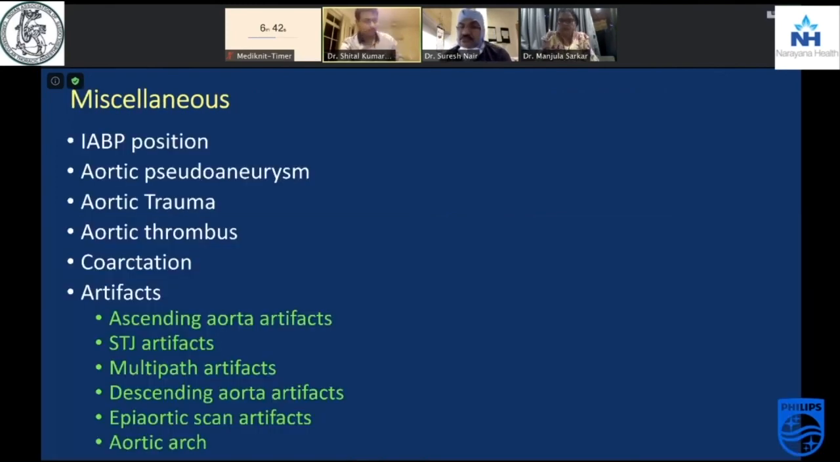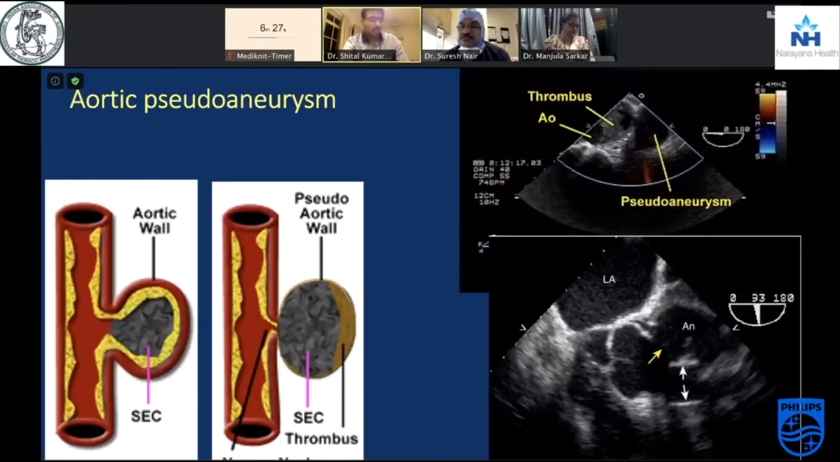The last part of the aortic pathologies is the miscellaneous, which includes IABP position, aortic pseudoaneurysm, aortic trauma, aortic thrombus, which I just showed in that image, coarctation, and artifacts, and remember, the aorta is very notorious for a variety of artifacts.